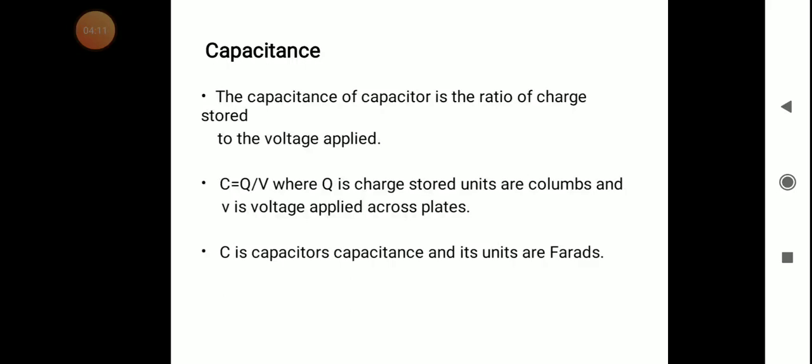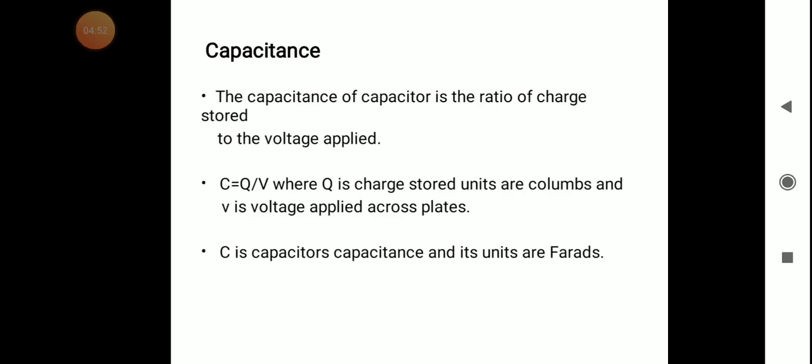So what is actually capacitance? The capacitance of a capacitor is the ratio of charge stored to the voltage applied. This is the actual definition of capacitance. Whenever you apply the voltage, the amount of charge that is stored, that storage is called capacitance.